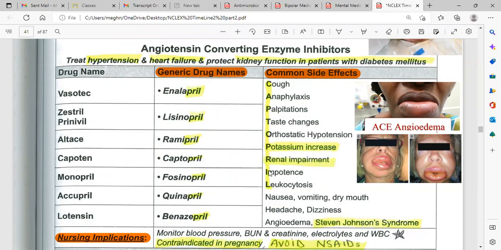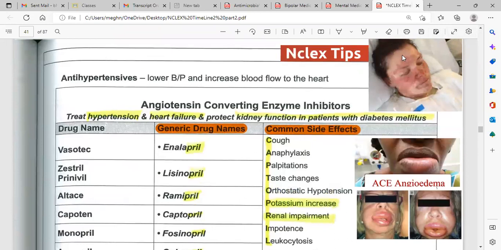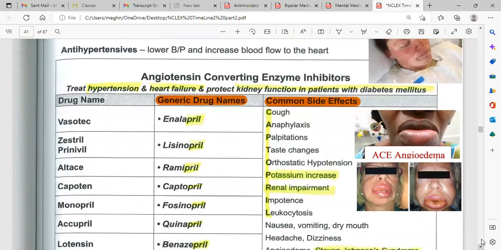So the NCLEX board asks the question: if the doctor gives enalapril or lisinopril, what are the common side effects to report? The most common side effect is that the patient has a cough, called a dry cough, and anaphylaxis. In this picture, you can see a drug reaction, an anaphylactic reaction, where the lips are swelling. This is the question NCLEX would ask.